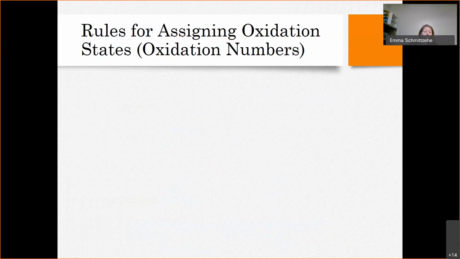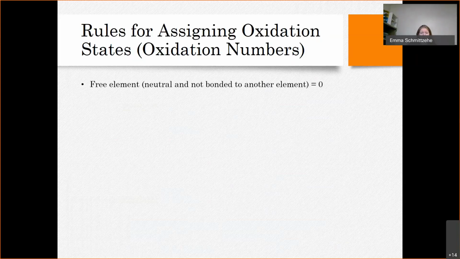So what I would say is you always look for the easiest stuff first. And so what you want to look for is, do you have anything that is a free element? And when I say free element, I mean an element all by itself, you know, and it's neutral. So it's neutral, no charge, okay? And it's not bonded to any other element. Now it could be bonded to itself, okay?